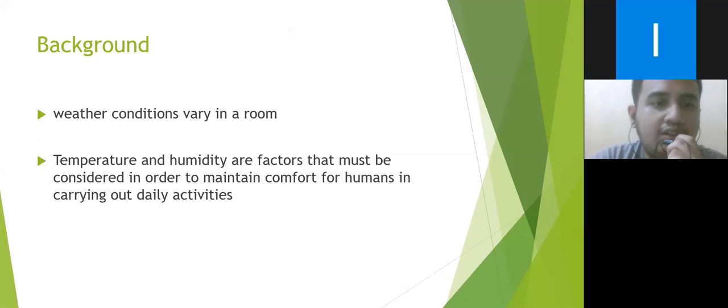First, weather conditions vary in a room. This condition affects the relative value of weather, such as the temperature and humidity values around the environment in which we are located. For this reason, a measuring instrument is made that can inform the condition of temperature and humidity in a room.